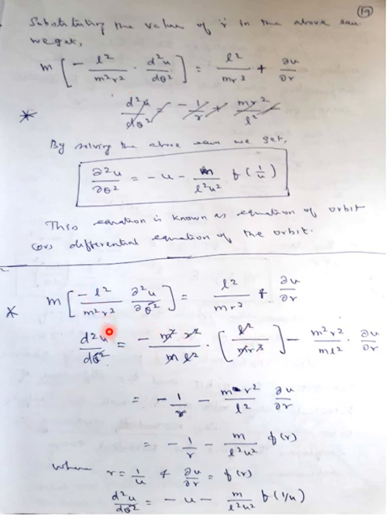So in this class we saw Kepler's planetary laws of motion, and we found the Lagrangian equation of motion for Kepler's second law, then the first integral equation, then the expression of time, then theta, then the differential equation of the orbit. These are the topics we covered in this class.